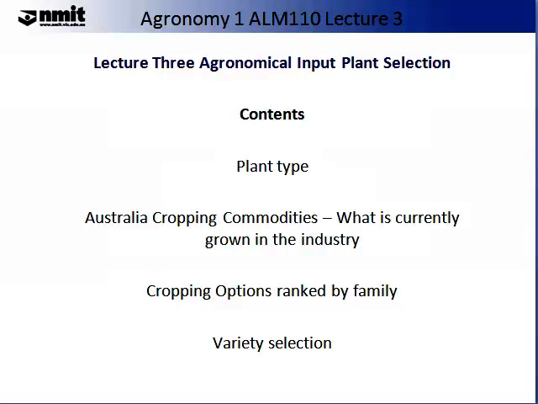In Lecture 2 of this subject, we learnt about the impacts of the Australian climate on cropping. In this lecture, we are going to explore the input of plant selection. That is, what crop do you grow? How, as a commercial farmer, do you make that decision? What variety do you select? We will begin by learning about the current composition of crops grown in Australia. That is, the Australian cropping commodities. We will also explore cropping options ranked by family and other inputs of variety selection.